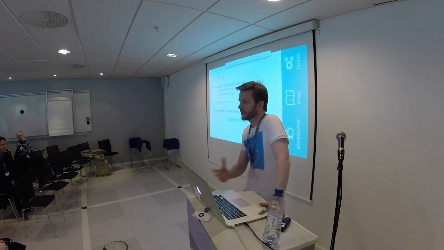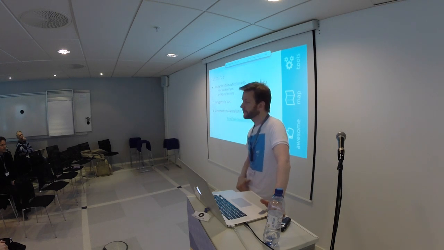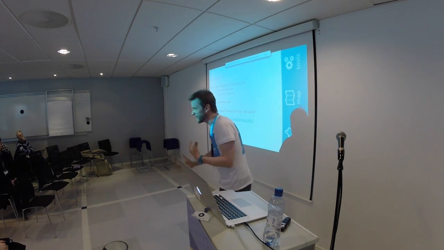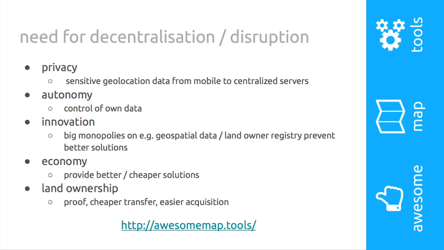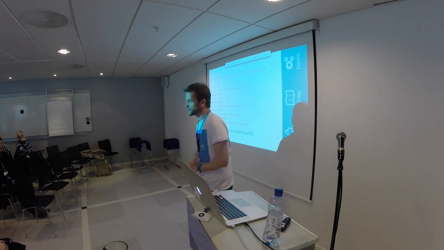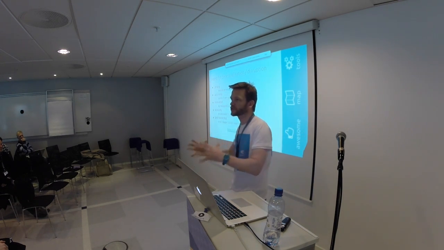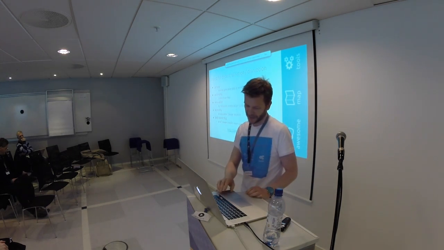From my perspective, and I'm sort of a rookie here, I really want to get into blockchain. I just started, so these are kind of my requirements. To summarize, I want to develop an architecture that has native support for spatial data types, and I see a lot of potential uses and unmet needs for disrupting this industry with increased privacy and autonomy, where people control their own data. Lots of potential the way I see it.